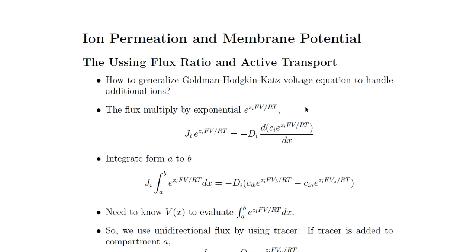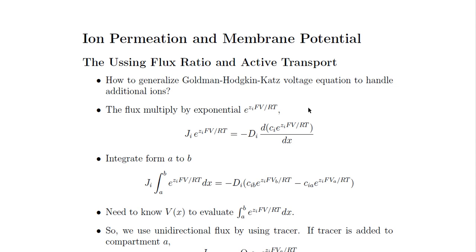So we continue with chapter number 13, part number 2. We know that the ion will pass through the membrane from one compartment to another compartment. So we can generalize the voltage, the voltage difference of that membrane, using the Goldman-Hodgkin-Katz voltage equation, equation 13.21 from our textbook. Now we want to know how we can generalize it by adding additional ions in the GHK equation.